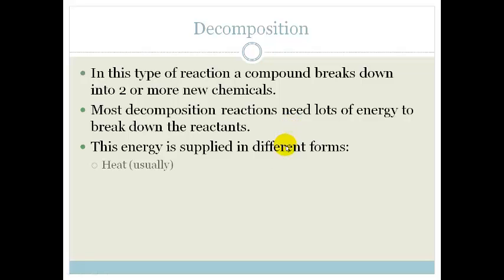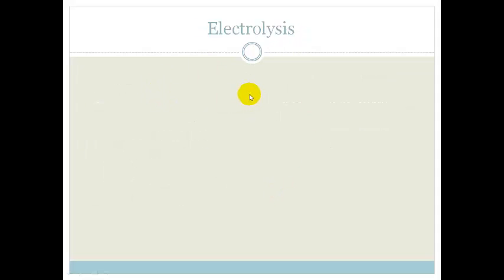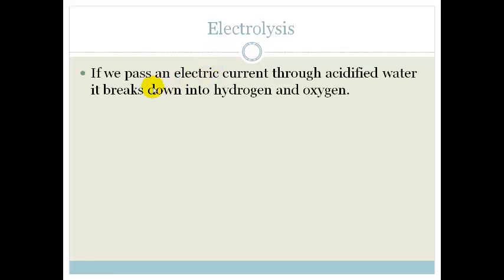forms. You can either heat it, which is what we usually do, we put it over a Bunsen burner or on a stove, or we can stir it, and by stirring it, we increase the average kinetic energy, or we can use electrical energy. So the first example of decomposition we're going to look at is actually electrolysis. And electrolysis is when we take electrical energy, we pass an electric current through an acidified water solution, and it's going to be broken down into hydrogen and oxygen.